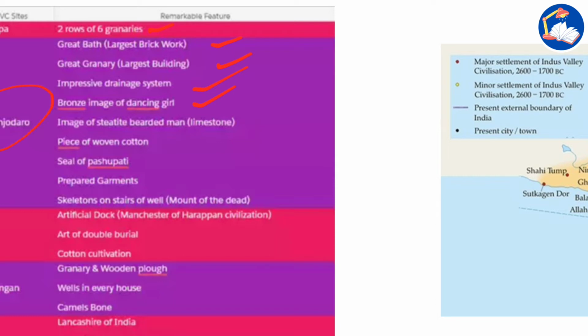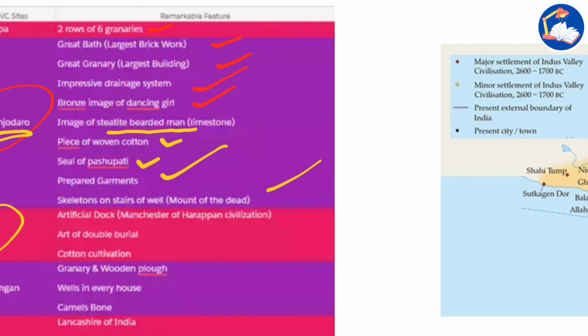Now we come to Mohenjo-daro. The image of the sedate bearded man, the image we saw in the first slide at the beginning of the lecture, was found in Mohenjo-daro. A piece of woven cotton cloth was found, and the seal of Pashupati, we'll come to it, was found in Mohenjo-daro. Prepared garments were also found there. Skeletons on the stairs of a well, the mound of the dead.